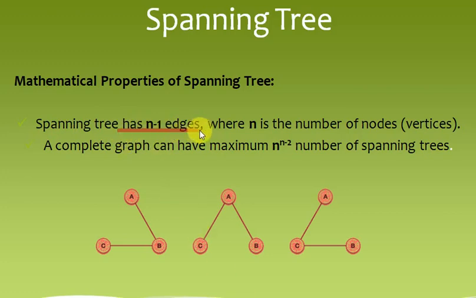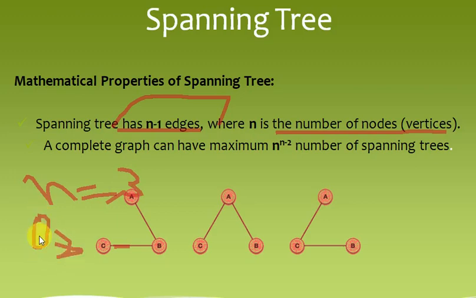Spanning trees require n-1 edges, where n is the number of vertices. For example, with 3 nodes we will require 2 edges. And if we have 5 nodes, then we will require 4 edges to connect them with each other.